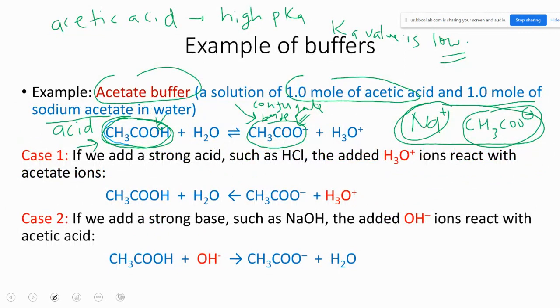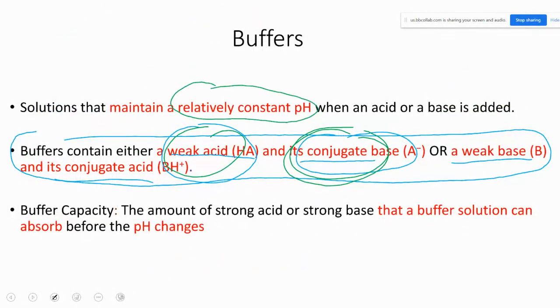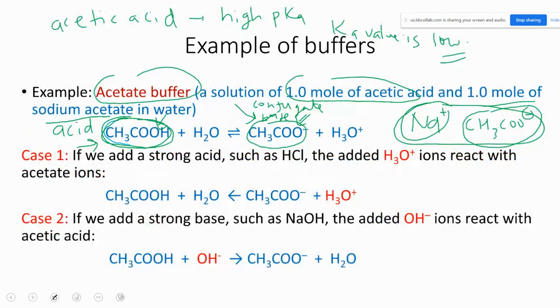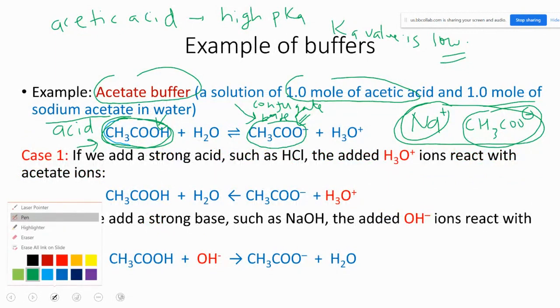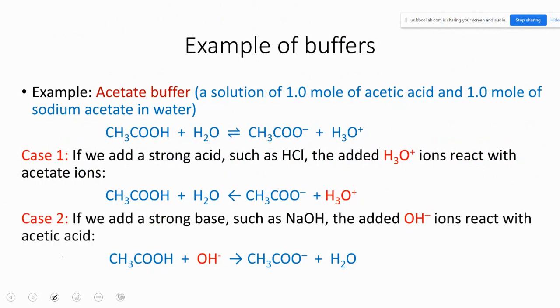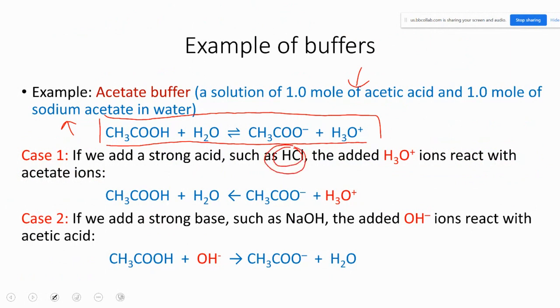All right, now the question is, okay, but how does this buffer work in maintaining a relatively constant pH? To answer that question, let's say I add a strong acid to this solution. So I have this solution, which is at equilibrium right here, in a beaker, made up of 1 mole of acetic acid and 1 mole of sodium acetate in water. And let's say I add a strong acid such as HCl. First thing to keep in mind, remember this reaction right here is an equilibrium. And that's why you see the equilibrium arrows here.